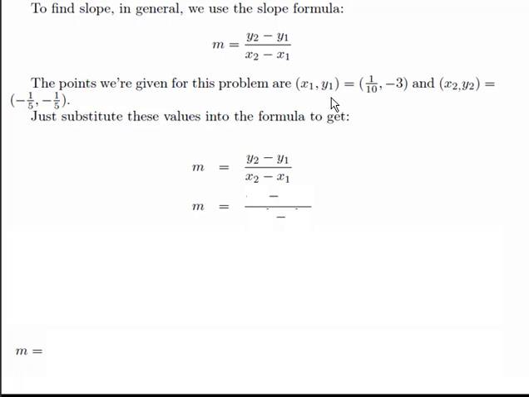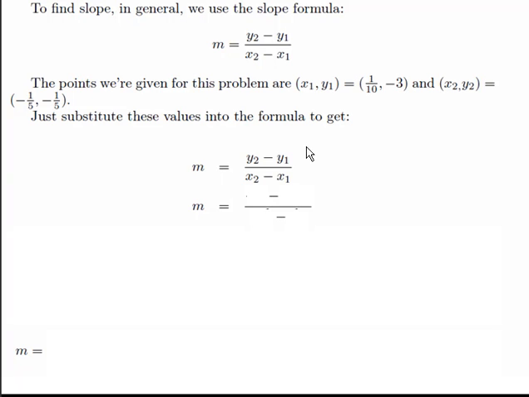So we have (x1, y1) is (1/10, -3), and then (x2, y2) is (-1/5, -1/5). And this means that instead of substituting in whole numbers, I'm going to have to substitute in fractions, and then I'm going to have fractions on top of fractions, and it's going to look a little messy for a minute.